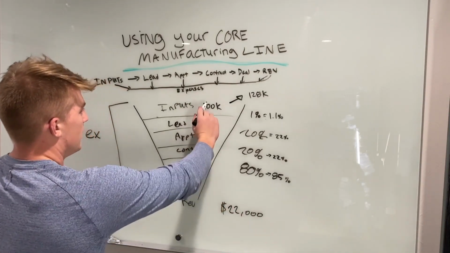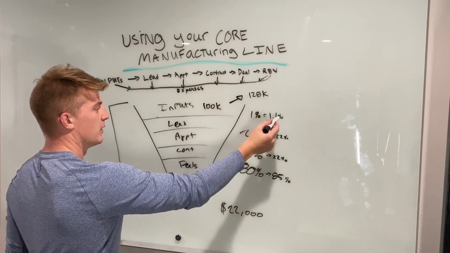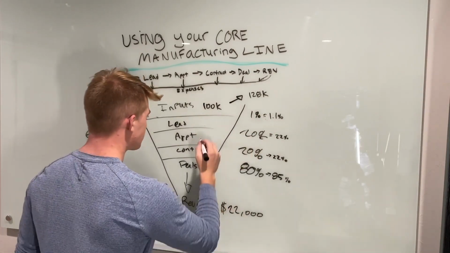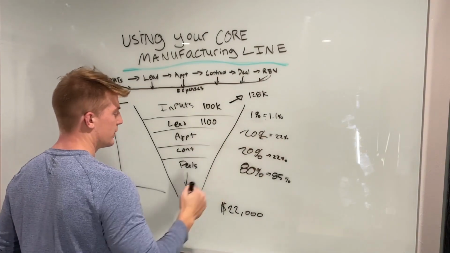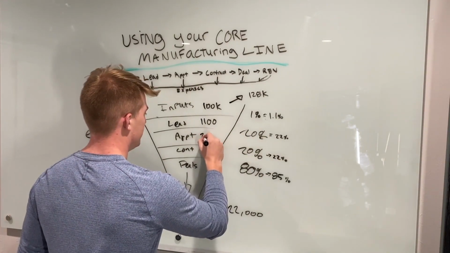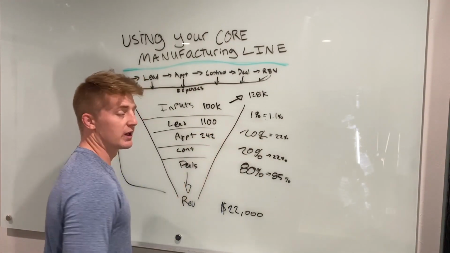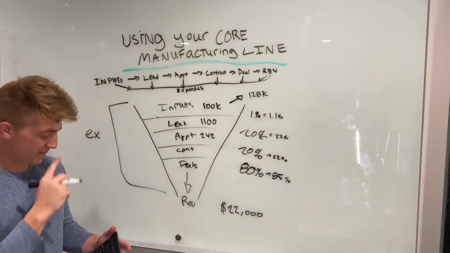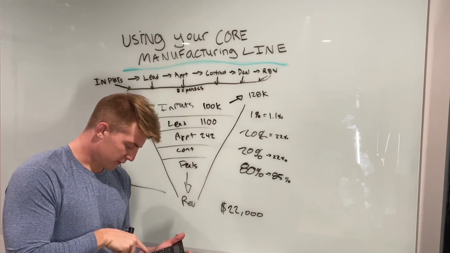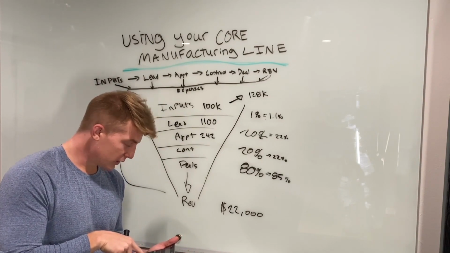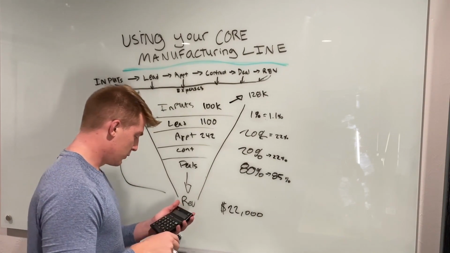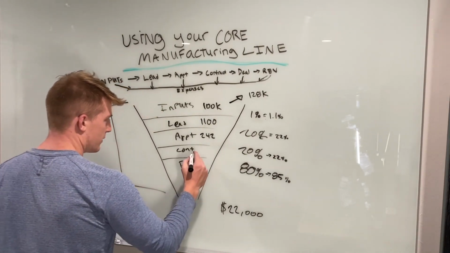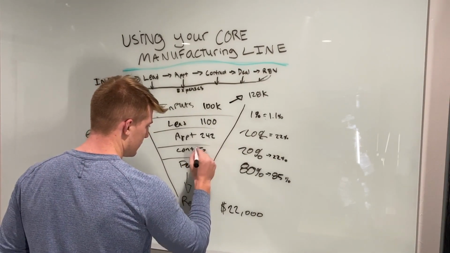So again, 100K, now we're at 1.1%. That's 1,100. 22% of 1,100 is 242. And if you remember correctly, we were at 200 last time. So we got 42 more. It's a lot. So now let's say what's 22% of 242. That equals 53.25, so we always round down, so 53.